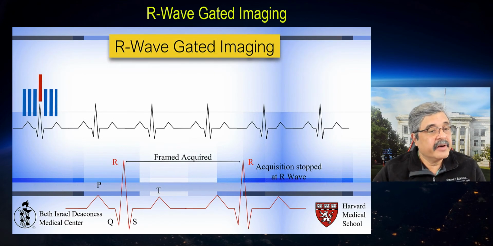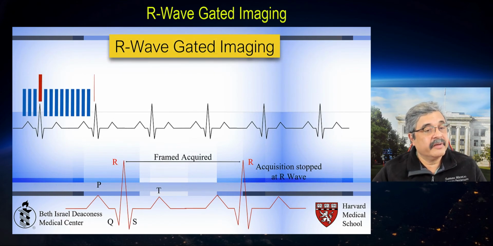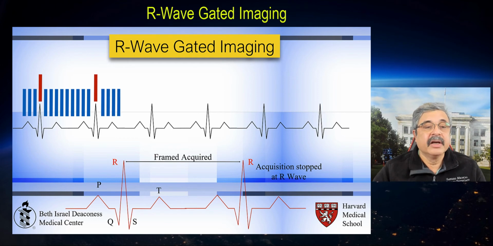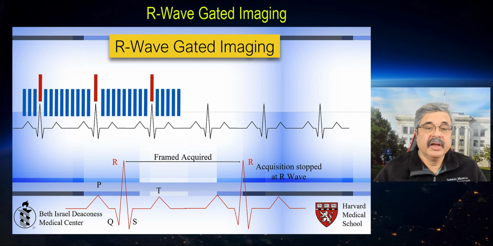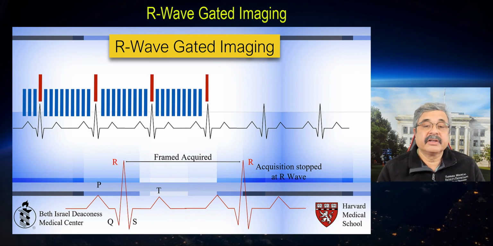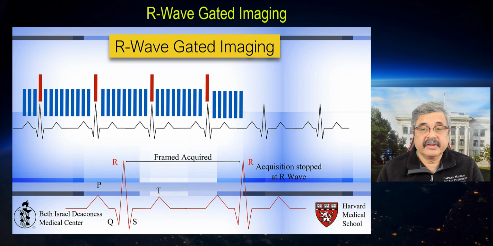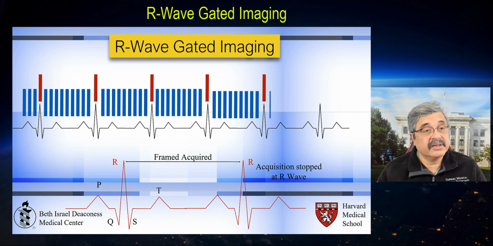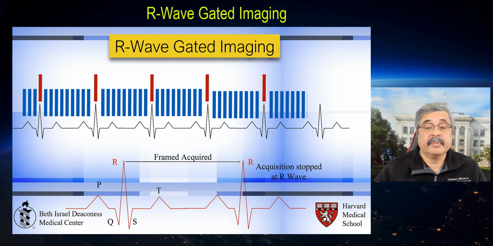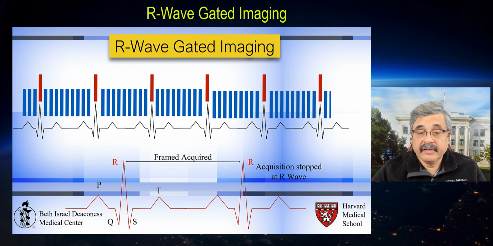That is, frames are acquired between adjacent R waves, and they stop acquiring frames on every R wave. In this fashion, multiple frames are acquired between adjacent R waves and are put together. And finally, a larger composite image of about 6 or 7 heartbeats is created, and that's called R-wave gated imaging.